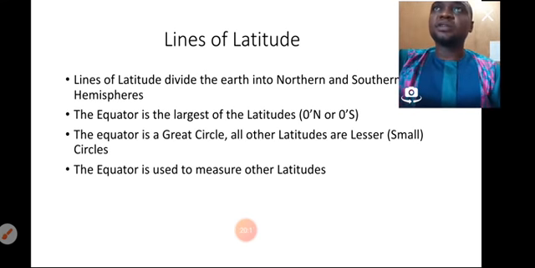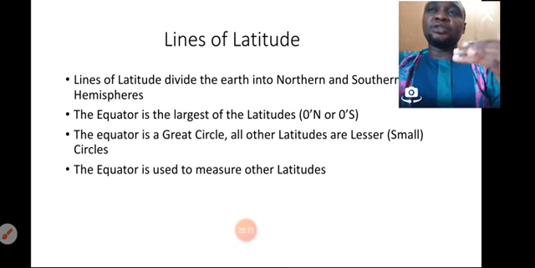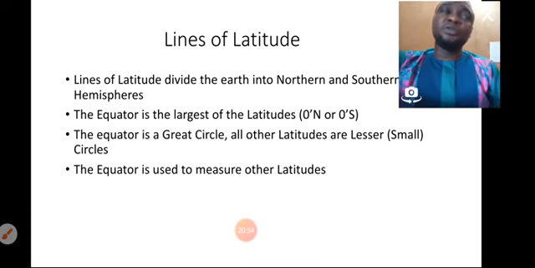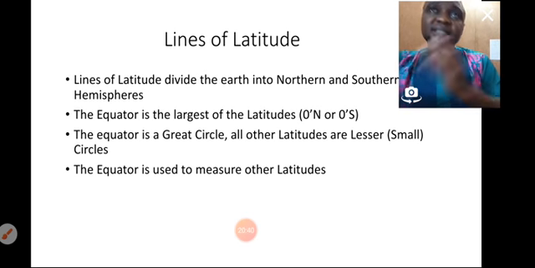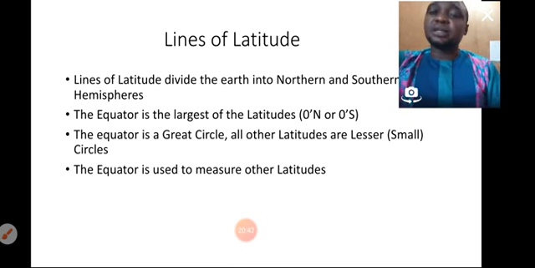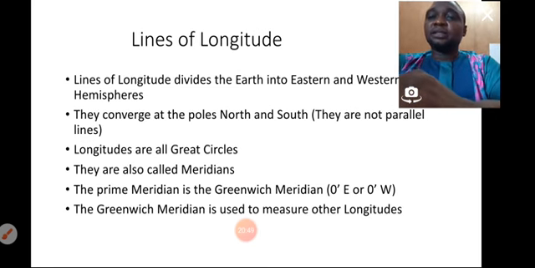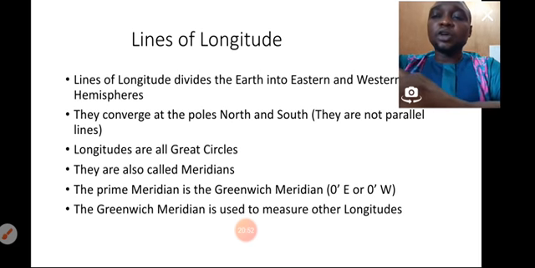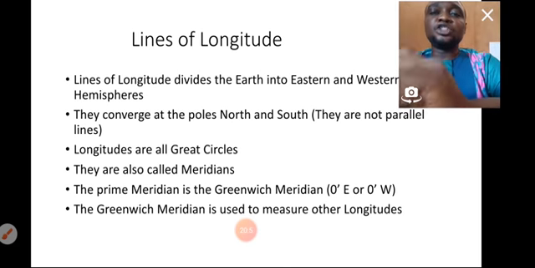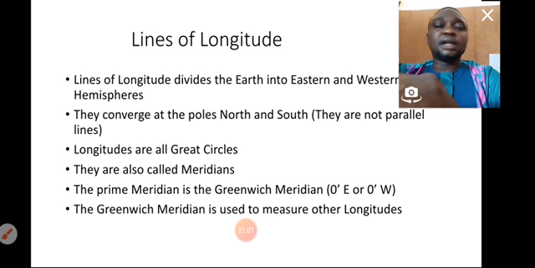and western hemispheres. So maybe you see a particular latitude at 30 degrees north, please, it is a latitude. Or maybe 25 degrees south, it is a latitude. Maybe you see another coordinate, maybe 35 degrees east, it is a longitude. Or maybe 40 degrees west, it is a longitude. Do not forget this. It's good you have this in your mind. Then also, just like the equator, the Greenwich meridian is used to measure other longitudes.